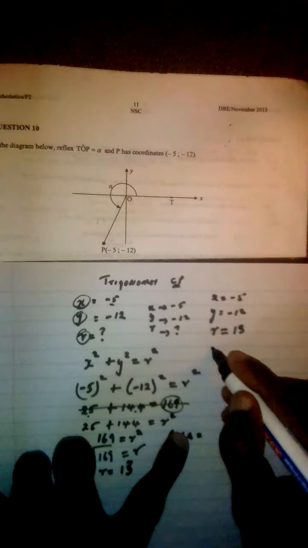So the first question was saying, determine the value of each of the following trig ratios without using a calculator. They wanted you to find cos alpha. It's easy to find cos alpha. Once you have all three variables, x, y, and r, it's easy to answer any trigonometry question on a Cartesian plane. Why? Remember, we have what we call SOHCAHTOA.